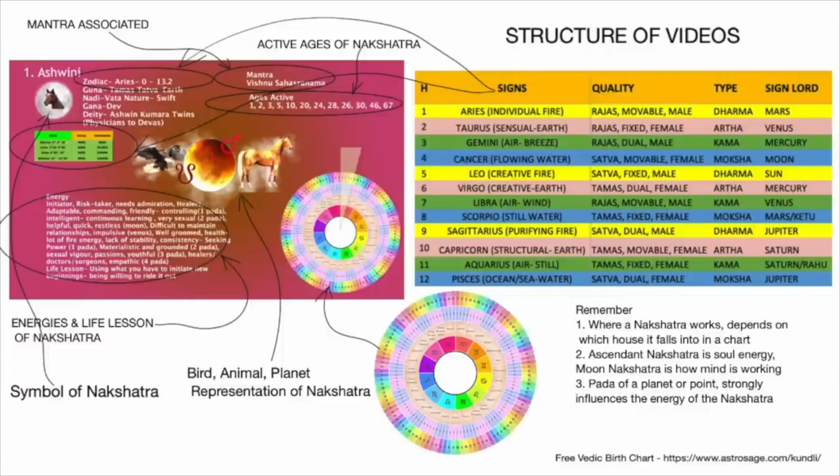And there is, most importantly, an associated life lesson. What do you need to learn from all this stuff you have got going on in your life? That's what we come down to. Remember, where a nakshatra works depends upon which house it falls into in your chart. The ascendant nakshatra is the soul energy, moon nakshatra is how your mind is working. The pada of a planet or a point strongly influences the energy of the nakshatra.